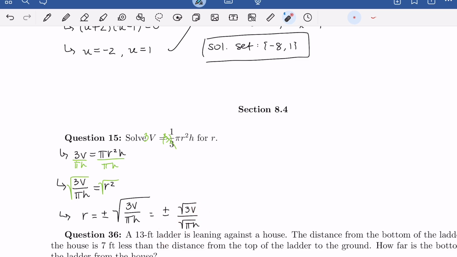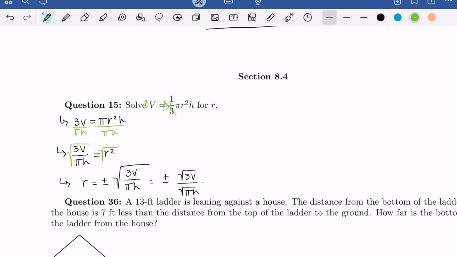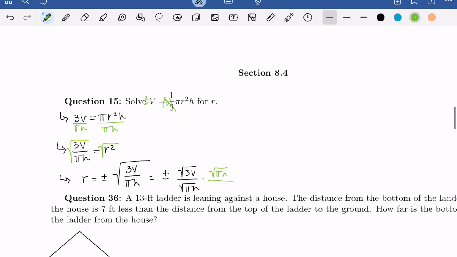Now this actually is not going to be our final answer because this is not a fully simplified version. We have this square root in our denominator, so what we're going to want to do is rationalize this denominator. We can do that by multiplying the numerator and the denominator by the square root of pi times h.